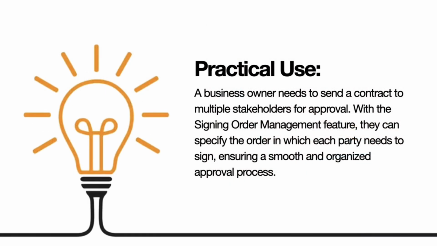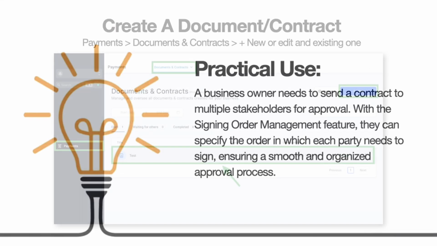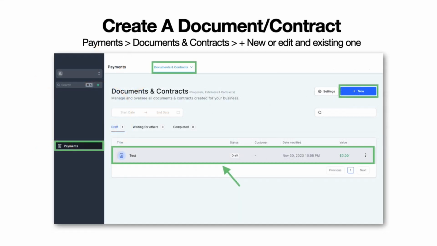As far as practical use goes, this is a really great option when, as a business, you need to send a contract or a document to multiple people within a business for approval. With the signing order management feature, your business can specify the order in which each party needs to sign that document, ensuring a smooth and organized approval process. Let me show you exactly where to go to utilize this new feature.